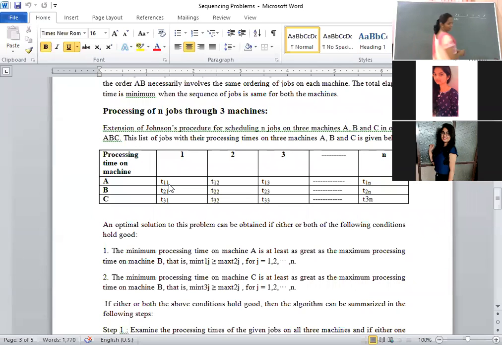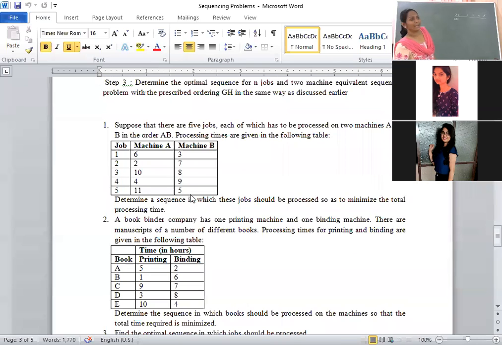Machine A, whatever values they have given, you have to write as it is: 6, 2, 10, 4, 11. Similarly, on machine B, the corresponding jobs are given 3, 7, 8, 9, 5. Here, how many jobs are we having? We are having 5 jobs. That means we have to write 5 blocks: 1, 2, 3, 4, 5.